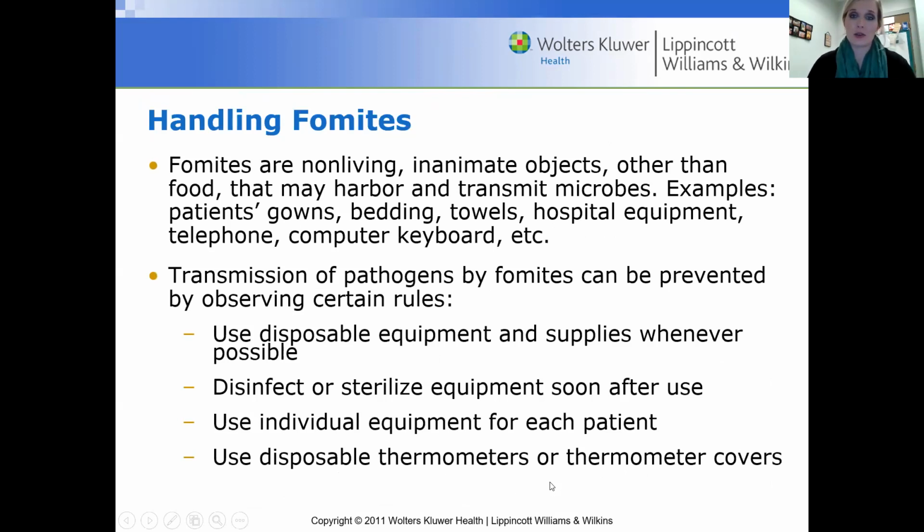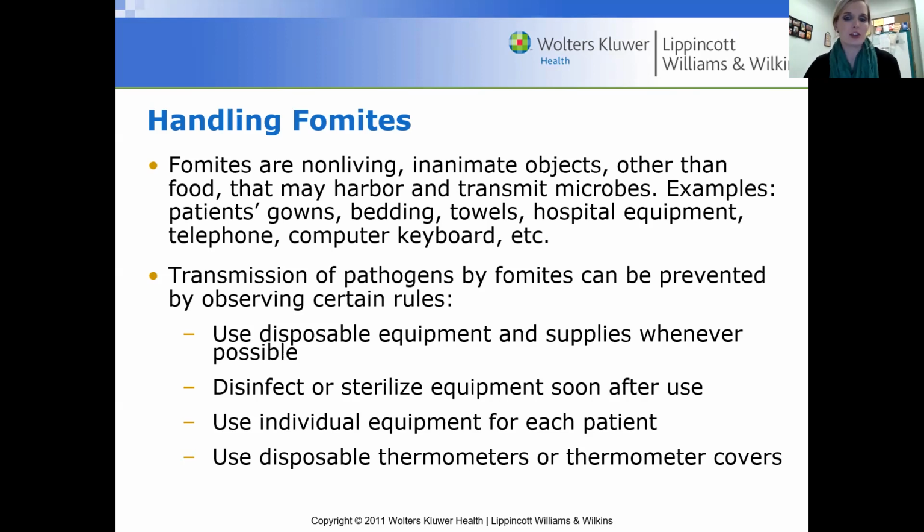Handling of fomites. So again, fomites would be all inanimate objects. In a hospital setting, we know that that's going to be bedding, any type of equipment that's used. So fomites, again, are these non-living inanimate objects other than food that may harbor and transmit these microbes. So patients' gowns, beddings, towels, equipment, telephone, keyboard, what have you, anything that is in the room.